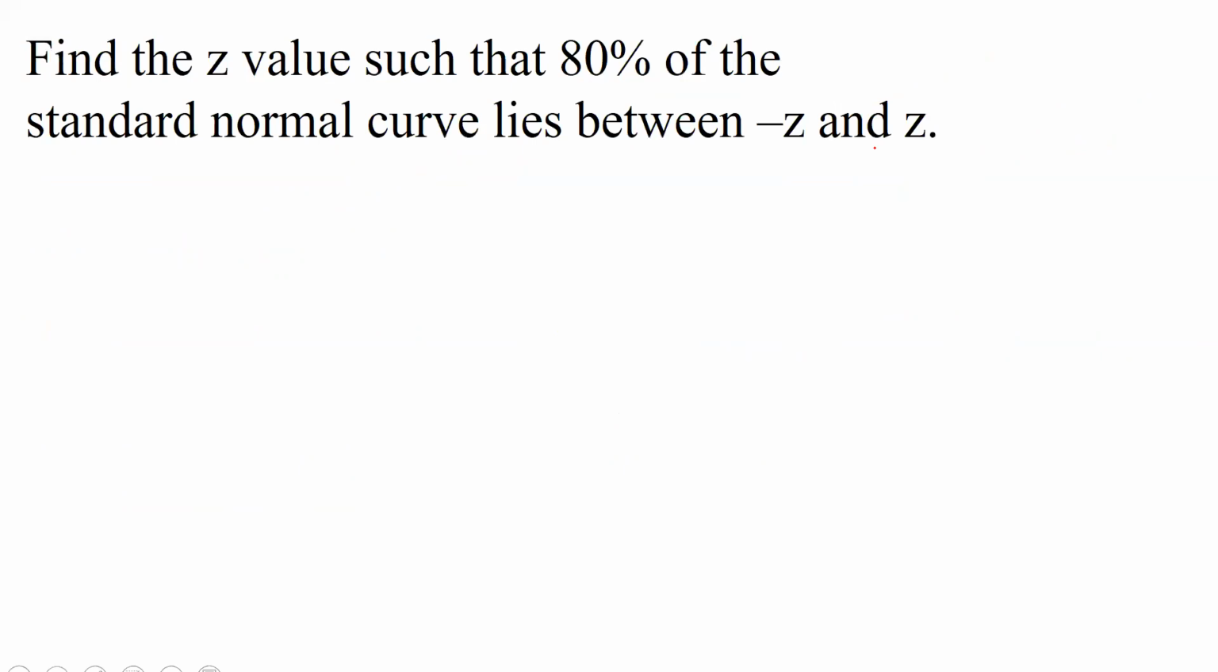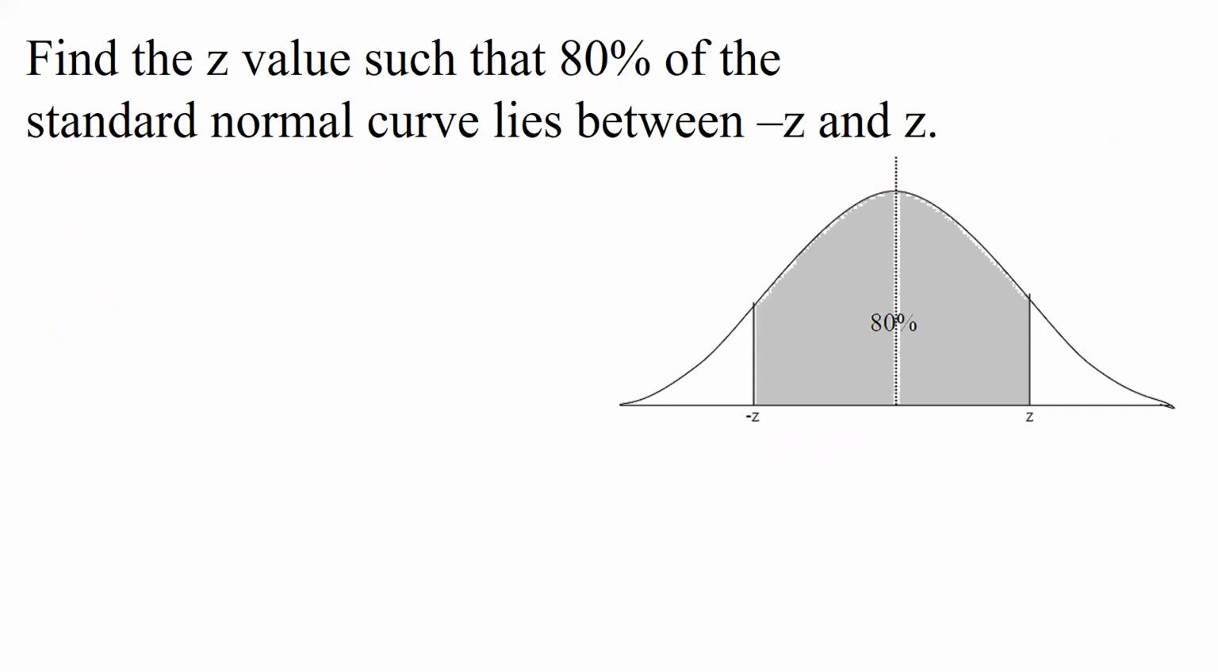Find the Z value such that 80% of the standard normal curve lies between negative Z and positive Z. So we're looking for a Z value so that positive and negative is 80%. Unfortunately, that is not one of the empirical values. If it was, I would make that easy, but it's not. We go from like 68% to 95%, so we jump over 80. So what we're going to do is look at this and say, okay, if there's 80% in the middle, that means there's 20% outside of the middle, which means 10% up, 10% down.